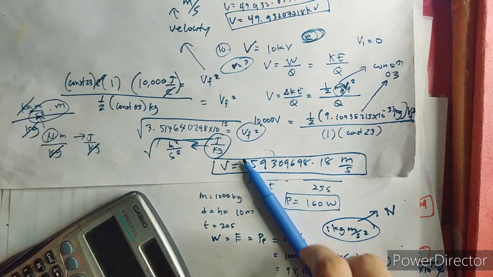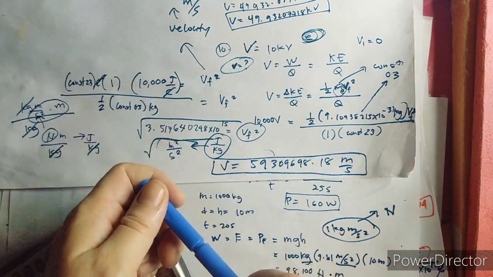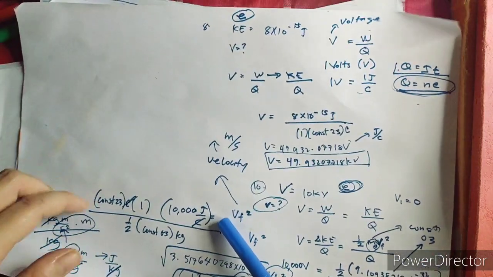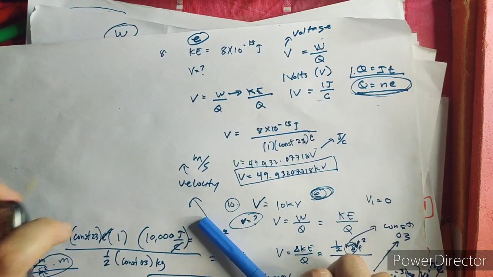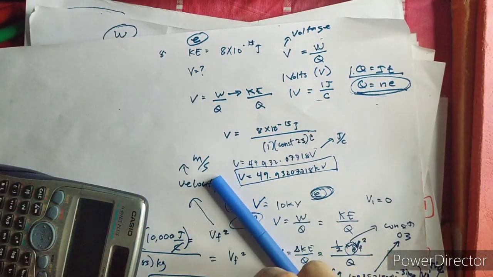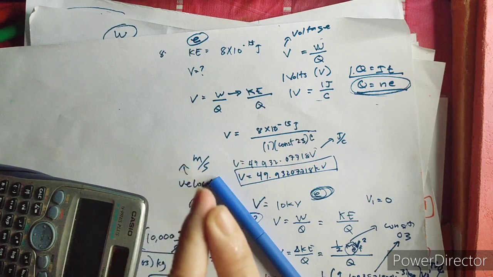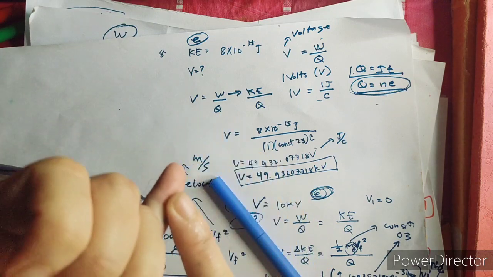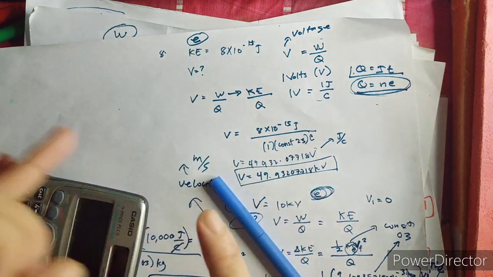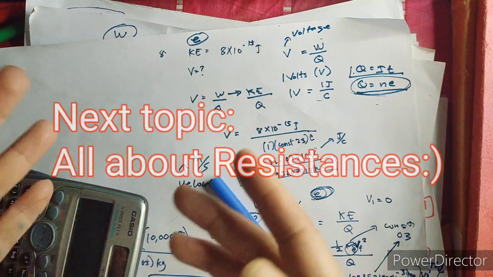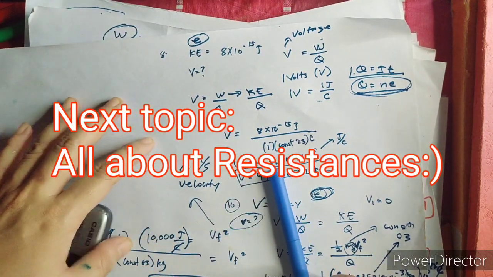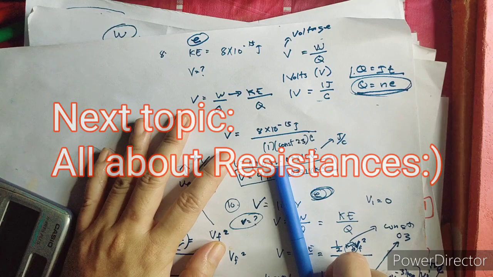Ang susunod kong discussion is about Ohm's law. Then, all about resistance, yung ating varying resistance due to area, length, and due to temperature. Then, yung ating color code. So, all about resistance.